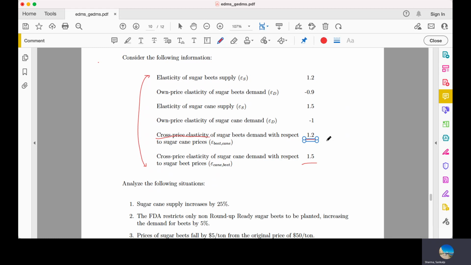If the price of one thing goes up and there is a response in the other commodity in a positive direction, that means those goods are substitutes. If that number was negative, then you would think that those are complementary goods. And that, of course, is quite often the case with certain types of products.